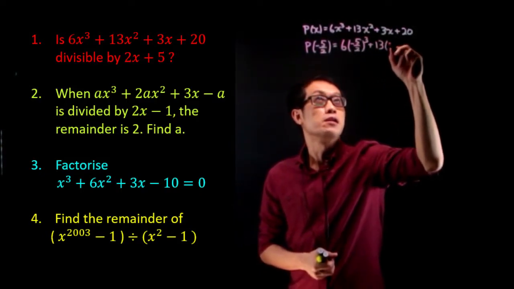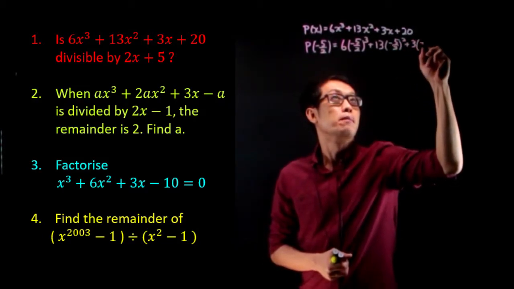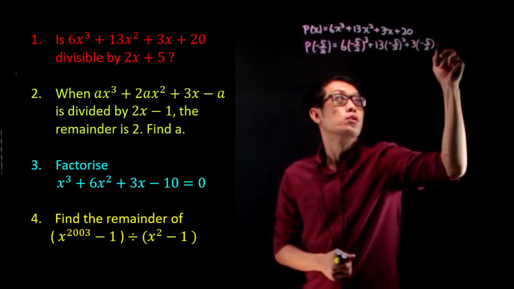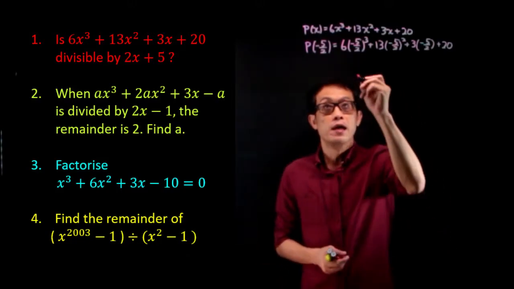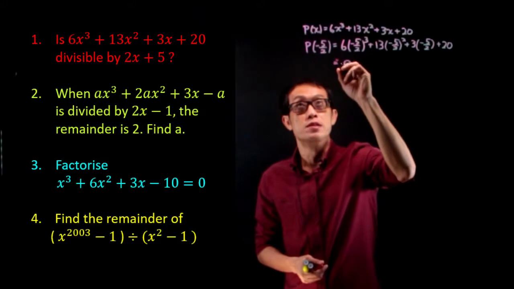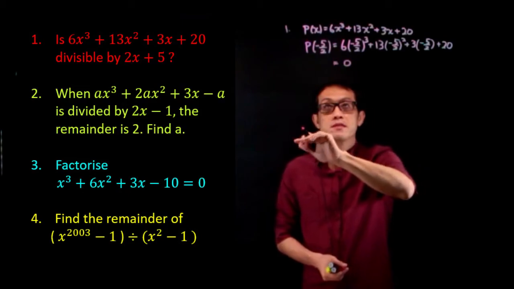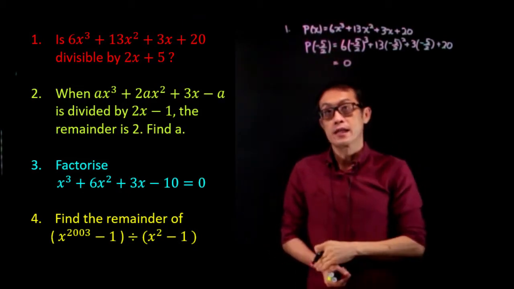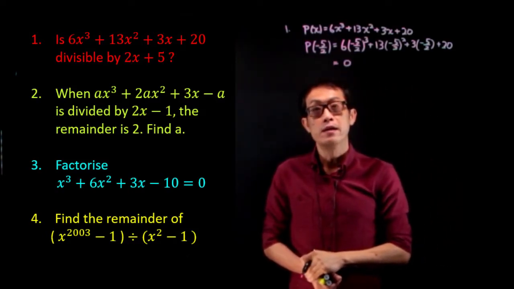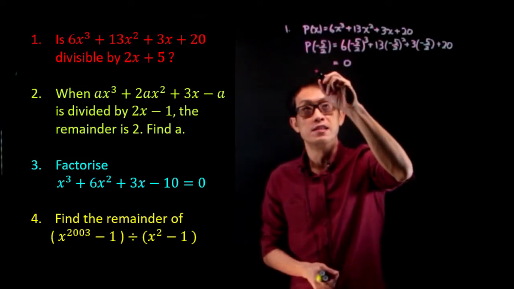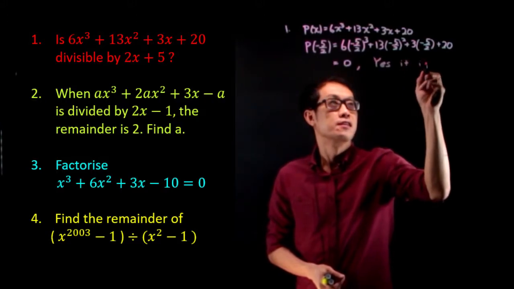So you got 13 into minus 5 over 2 squared plus 3 into minus 5 over 2 plus 20. Now you can key this into the calculator and you will find that this is equal to 0. Alright, hence the expression 6x cubed plus 13x squared plus 3x plus 20 is divisible by 2x plus 5. So the answer is yes. It is divisible.